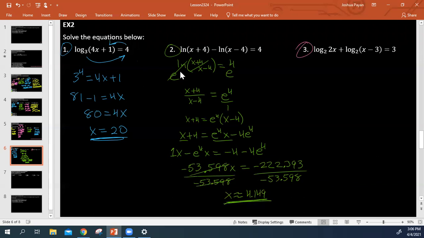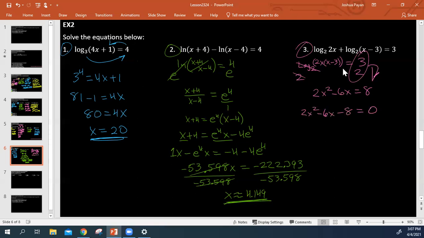Okay, so here we see one that's kind of similar, except we're going to use the product law here. So we're going to have log base 2 of 2x times x minus 3, and all of that is equal to 3. Then we're going to do exponential base 2 to undo the log base 2. So that's going to leave me with 2x squared minus 6x is equal to 8, because 2 to the 3rd gives me the 8, right? And then we're going to have a handy dandy quadratic. So 2x squared minus 6x minus 8 equals 0.